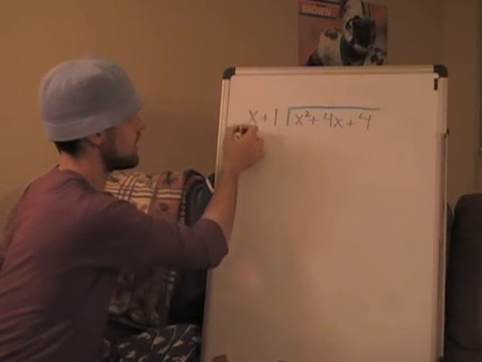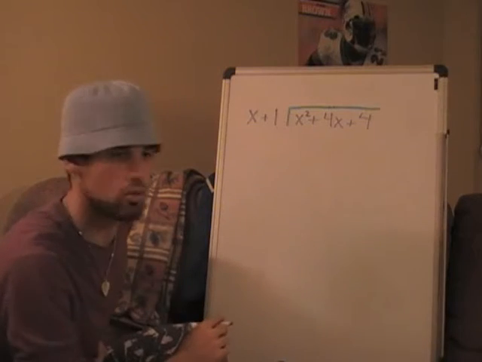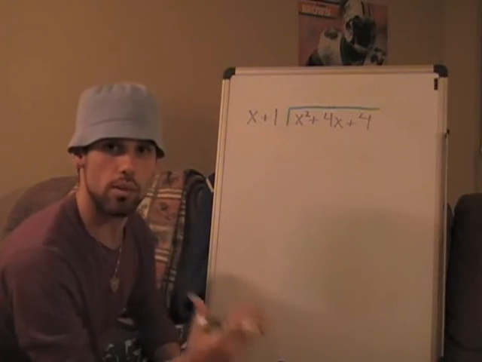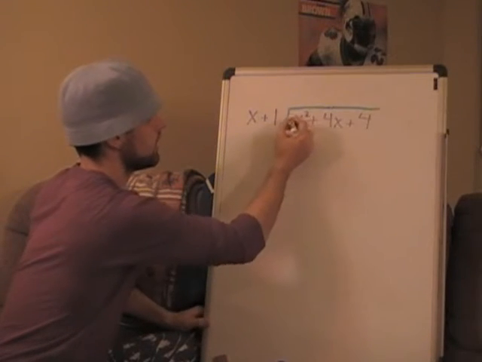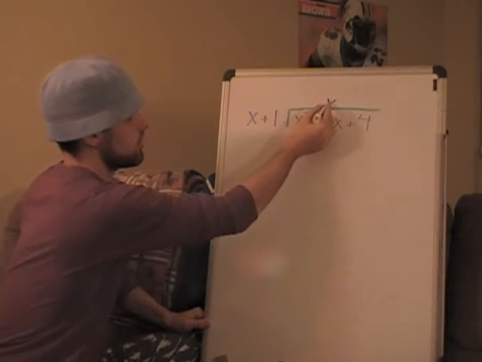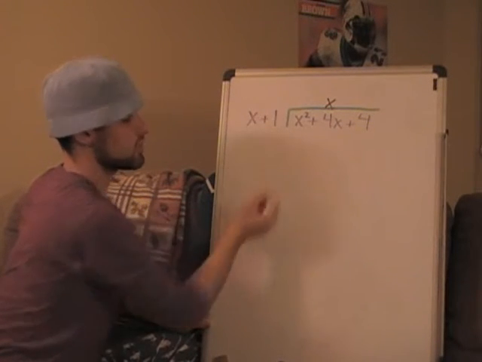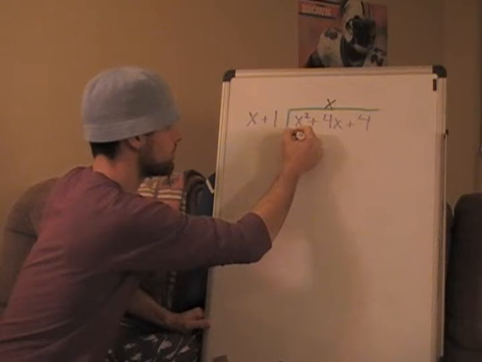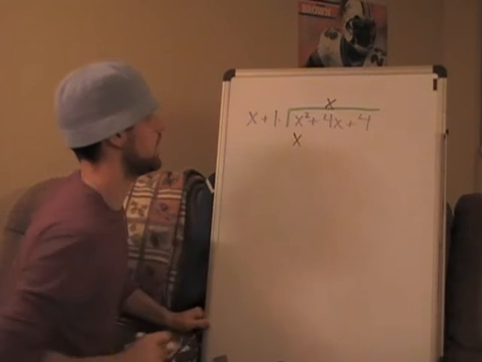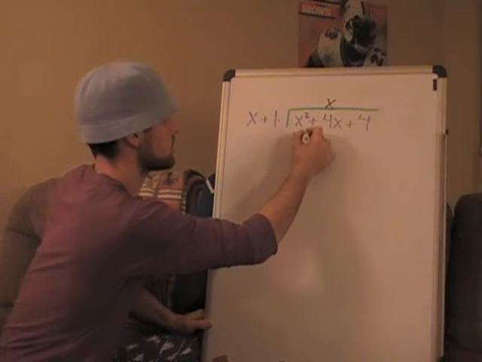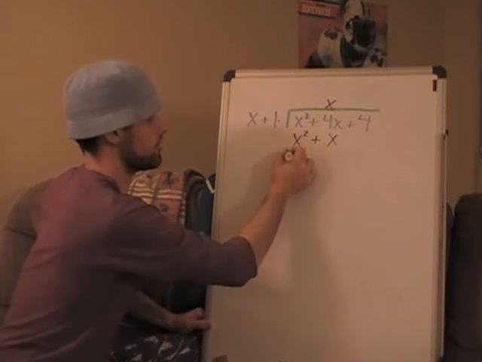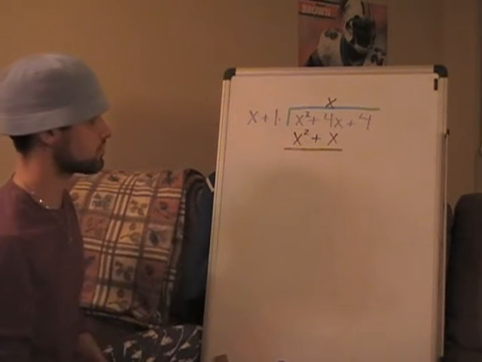Well, how many times does x go into x squared? Or what can we multiply x by to look like x squared? Maybe a better way to think of it. And the correct answer is x. Okay? Now, if you take x times x, you get x squared. Now, x times 1 is just x. There it is like that. So x squared plus x.